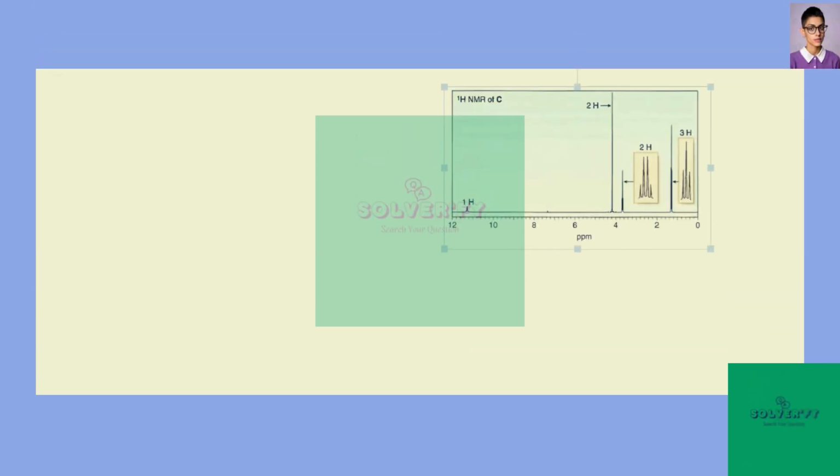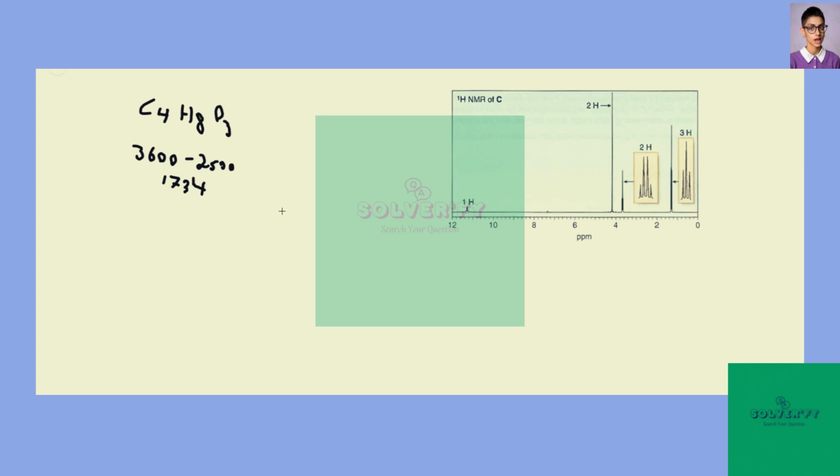Hello everyone, today we're doing chapter 19, problem 58, and this problem tells us we have an unknown compound C with a molecular formula of C4H8O3 and an IR absorption spectrum between 3600 to 2500 and 1734, as well as this H NMR data. Propose the structure of C.